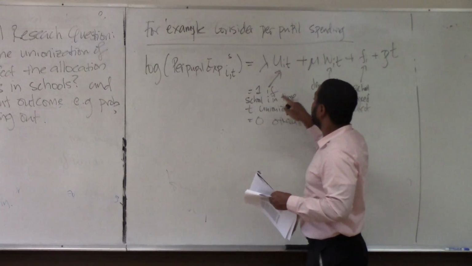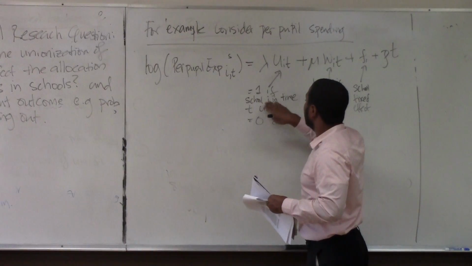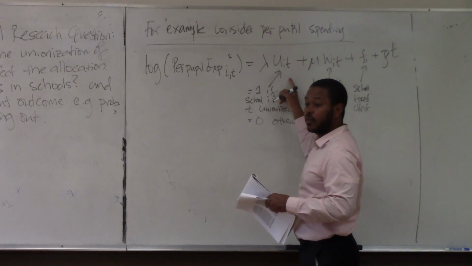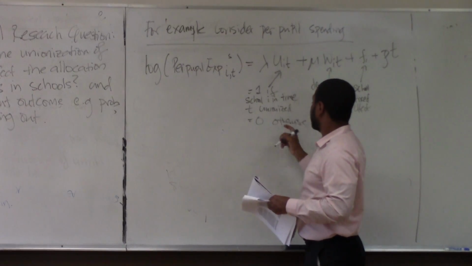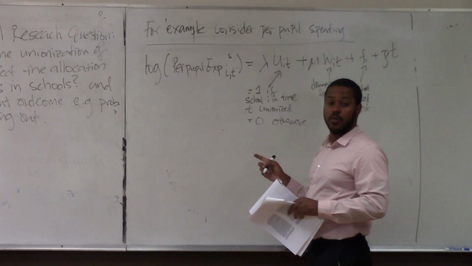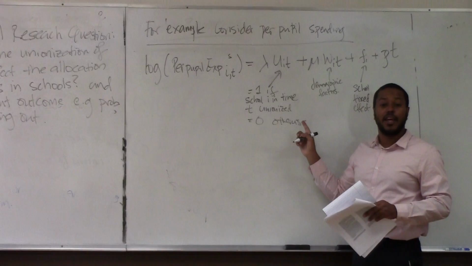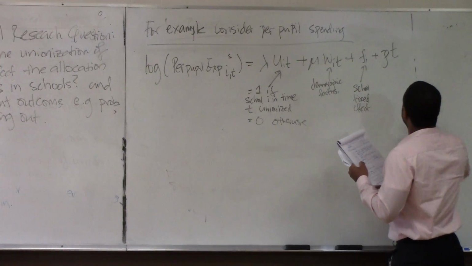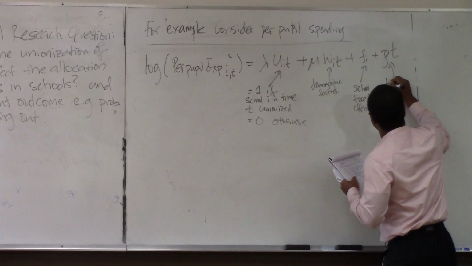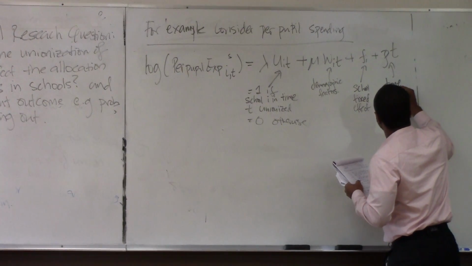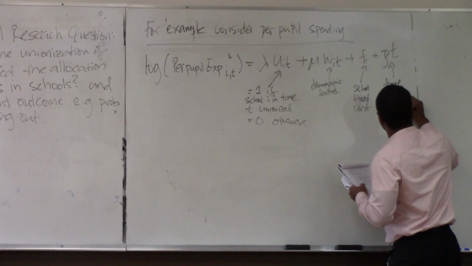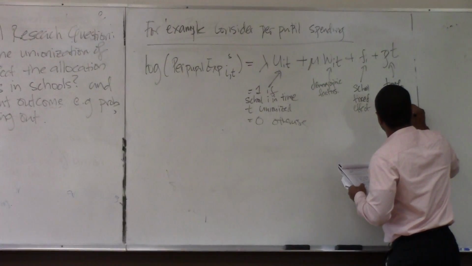If school I in time t is unionized, this is going to be equal to 1. And if school I in time t is not unionized, it's going to be 0. Okay. This is the key variable. Does everybody follow that? Okay, great. And then on top of this, this is like a time trend for the growth rate in spending.